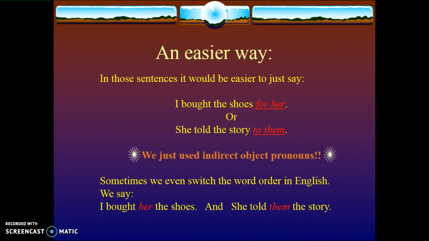All right, so an easier way. In those sentences, it would be easier just to say, I bought the shoes for her, or she told the story to them. So we just used indirect object pronouns. Sometimes we can even switch the word order in English. For example, I bought her the shoes instead of I bought the shoes for her. Compare this to this. Or we could say she told the story to them, or she told them the story. So we can swap around the indirect object pronouns and put them in different places in the sentence. It all answers the same question, to whom or for whom, right?